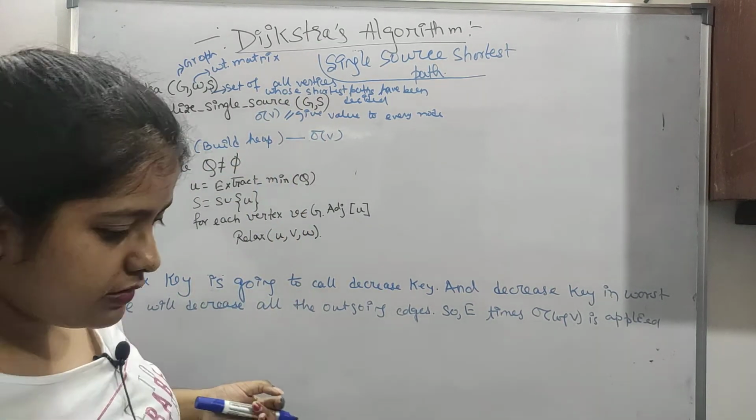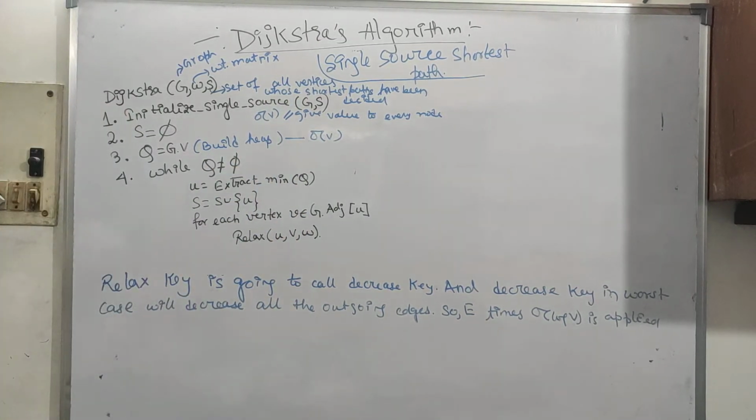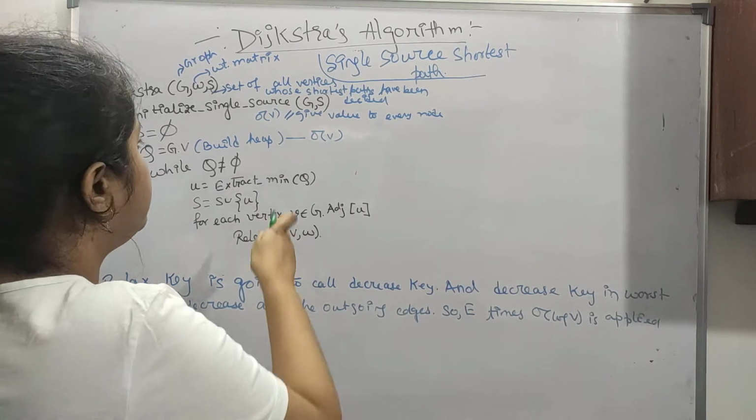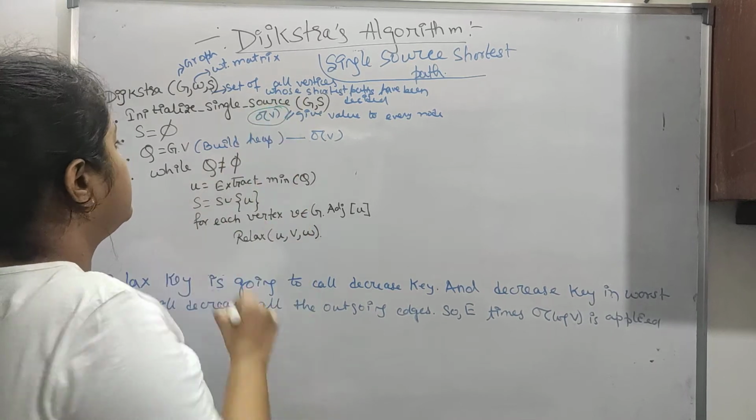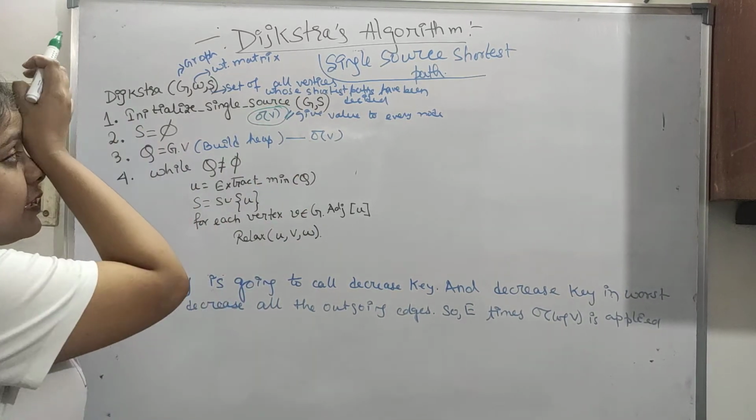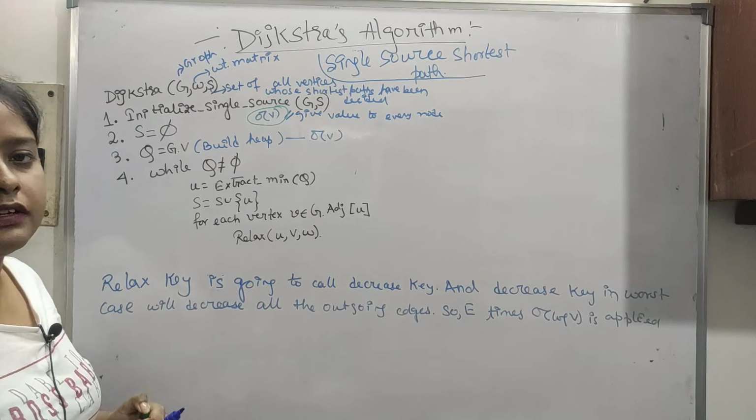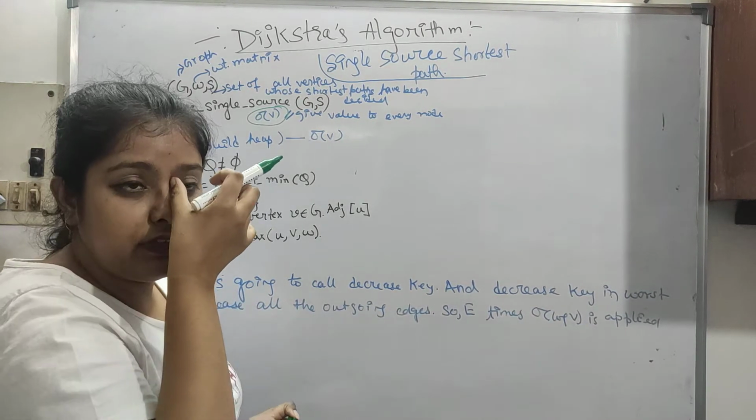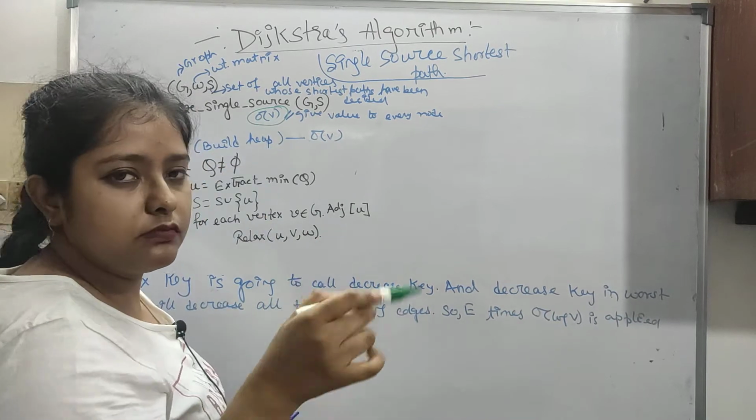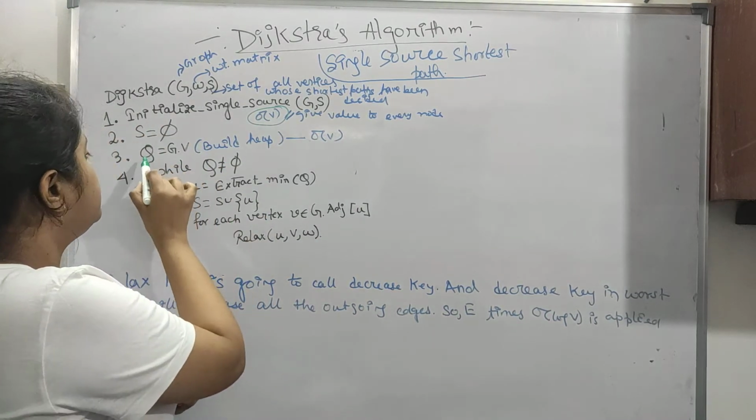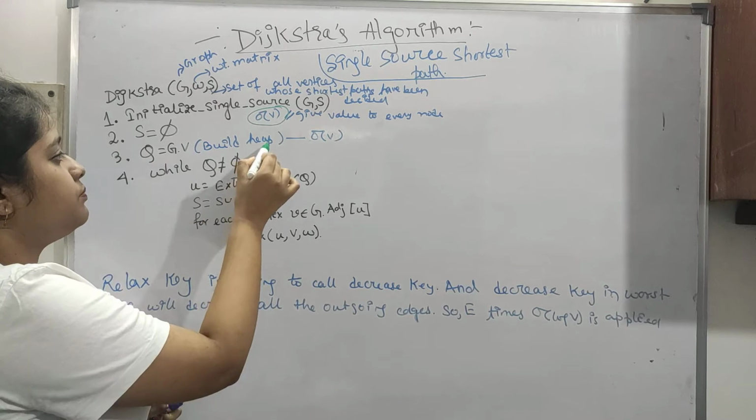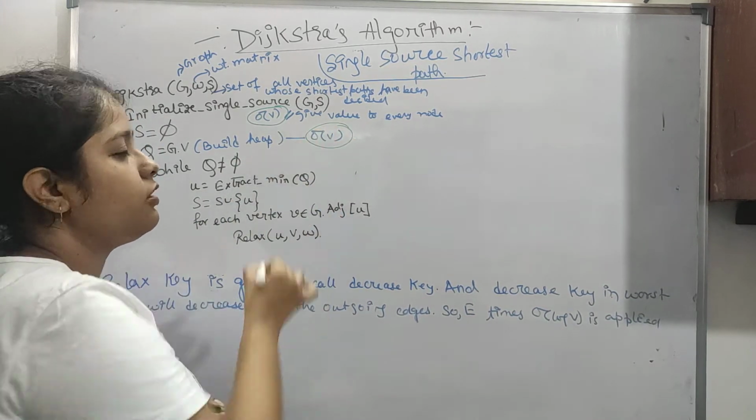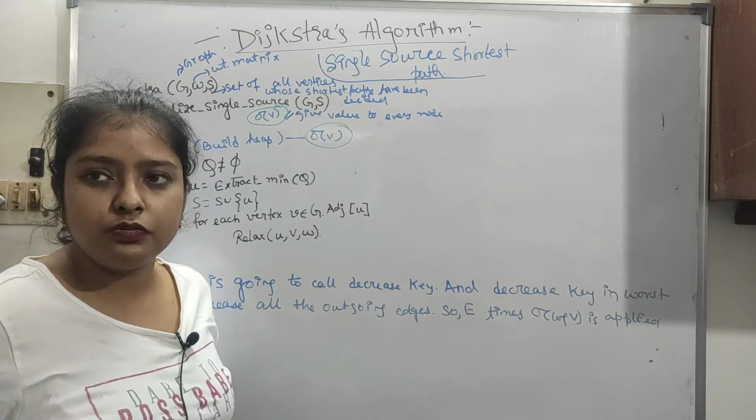This will take order of V. So now the first S is null. We are starting with null only, which means the source is 0. We have done the algorithm like the example. Now Q equals G.V, build a heap. So we are building the heap, and building a heap will take order of V. We have seen this so many times.